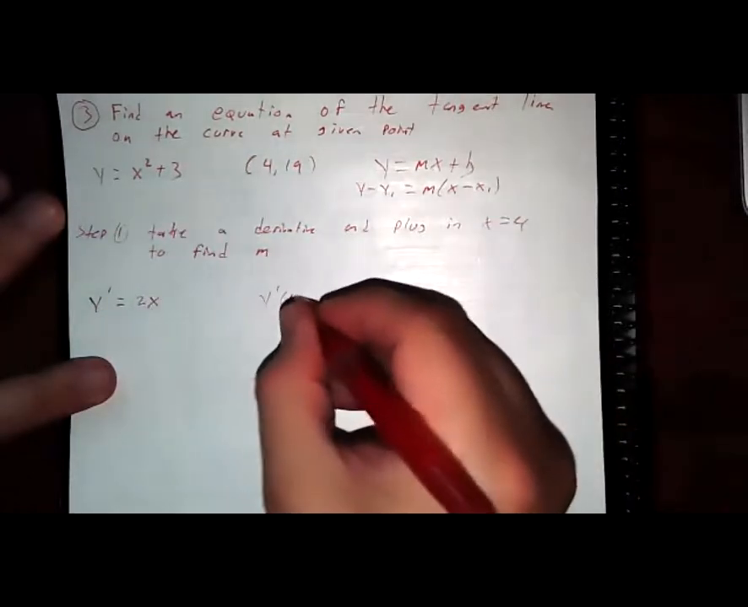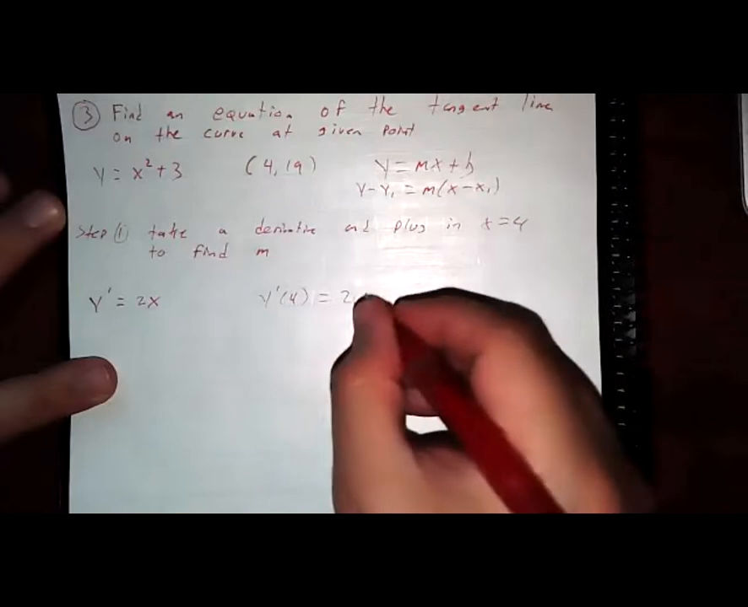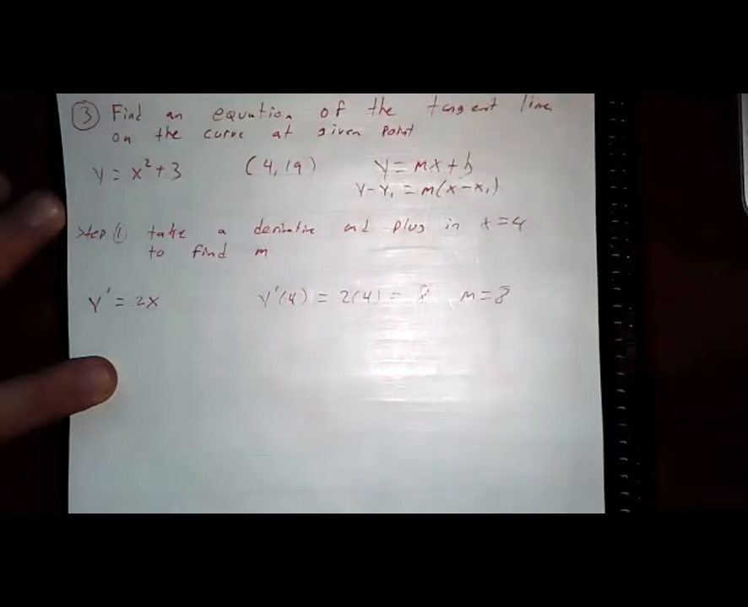Okay, so not too bad, right? What is the first derivative? 2x, yeah. 2x, right? So plug in the 4, and we get this, right? So m is 8. So now we can use this formula.